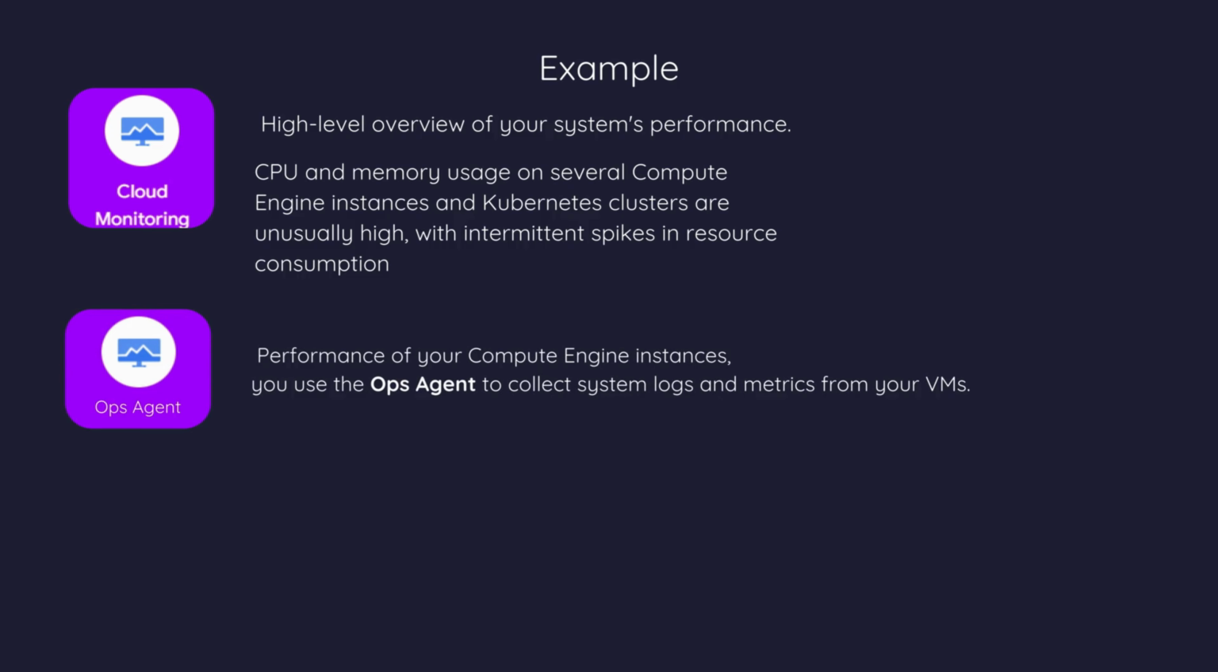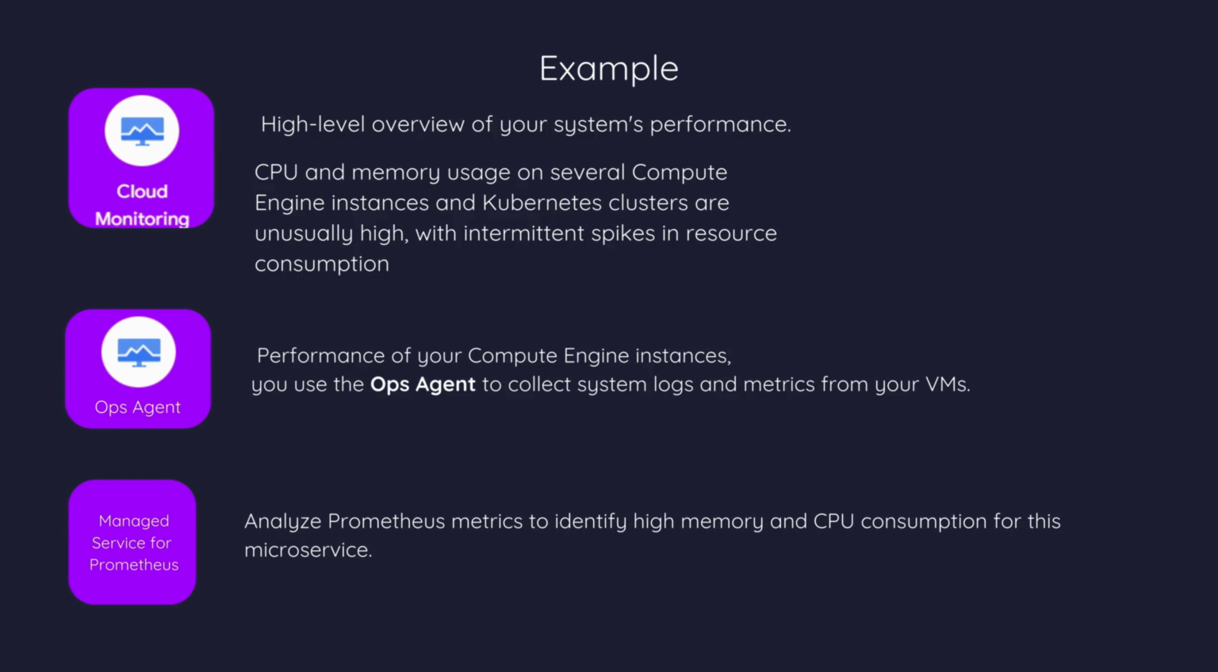To dig deeper into the performance of your compute engine instances, you use the Ops agent to collect system logs and metrics from your VMs. The logs reveal frequent memory spikes and application crashes, which are not apparent from high-level monitoring metrics. Since your application is partially deployed in Google Kubernetes Engine, GKE, you use the managed service for Prometheus to monitor your Kubernetes workloads. Prometheus provides granular metrics, showing that a specific microservice in one of your containers is consuming more memory than expected. This microservice is responsible for handling real-time product recommendations.